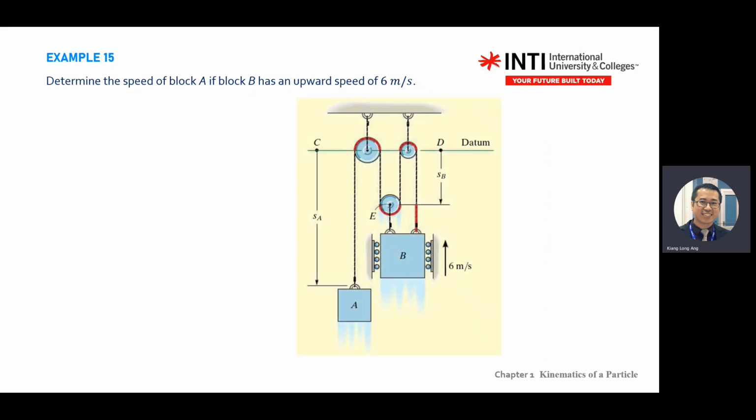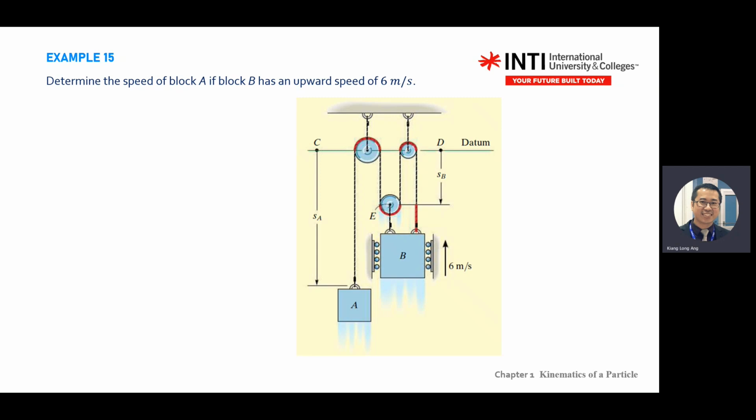Let's apply what we learned. Just now you've seen single pulley, triple pulley, now it's another triple pulley. Almost the same as what you learned in statics, but now we learn about the reality. Okay. So, determine the speed of block A. If block B has an upward speed of 6 meters per second, moving up, positive. So first, you look at the diagram, identify where is the datum.